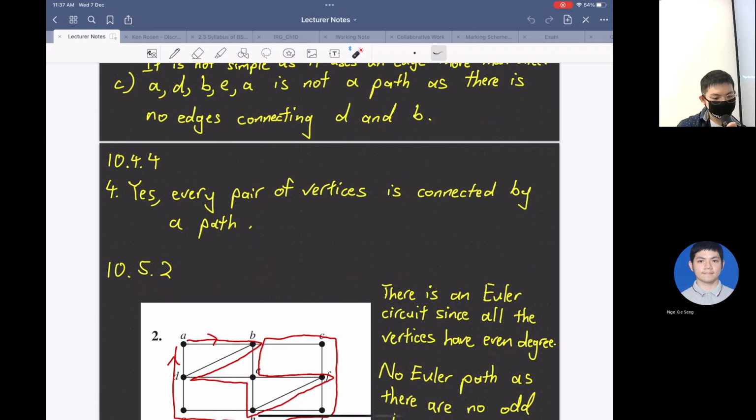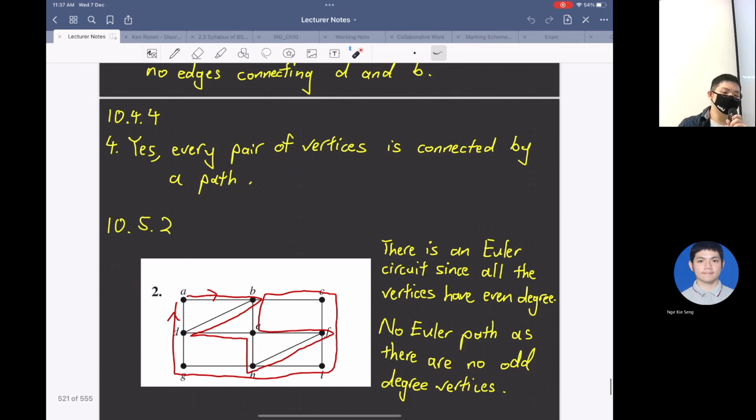10.4.4. Okay, I think it's a graph. You should look at the graph and then determine whether the graph is connected or not by looking at pairs of vertices. I think there's a picture in your graph. And then you just take two vertices and see if you can find a path between them. If you can find it, then you can.